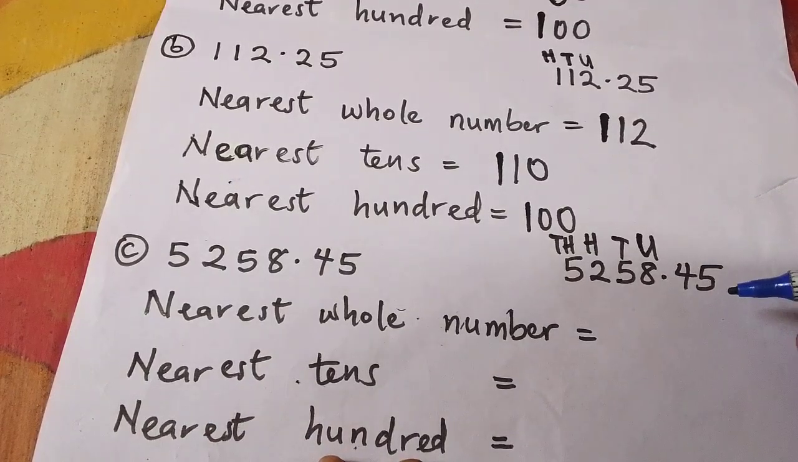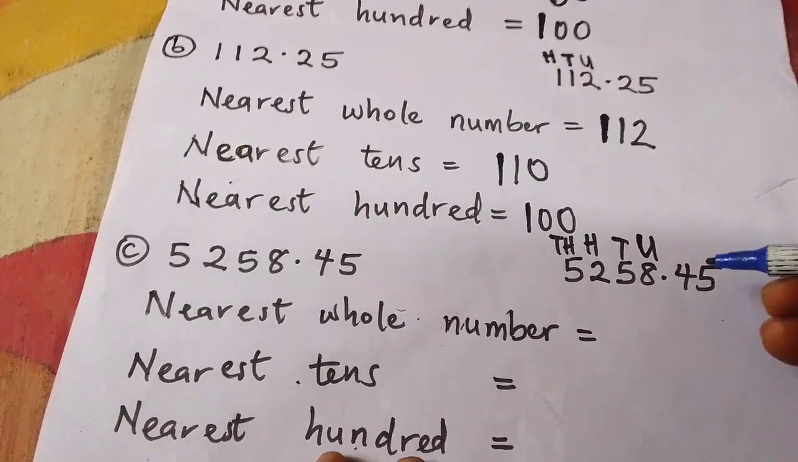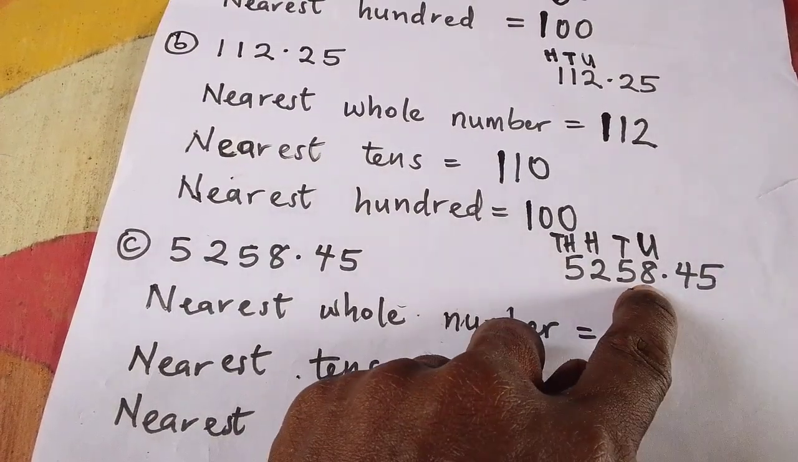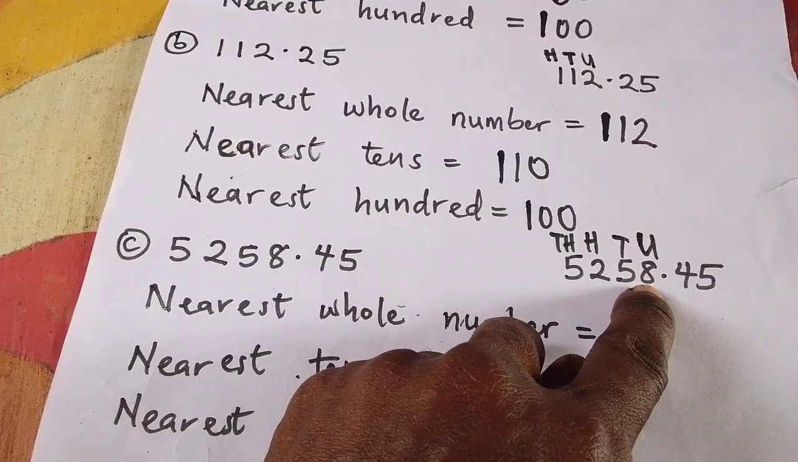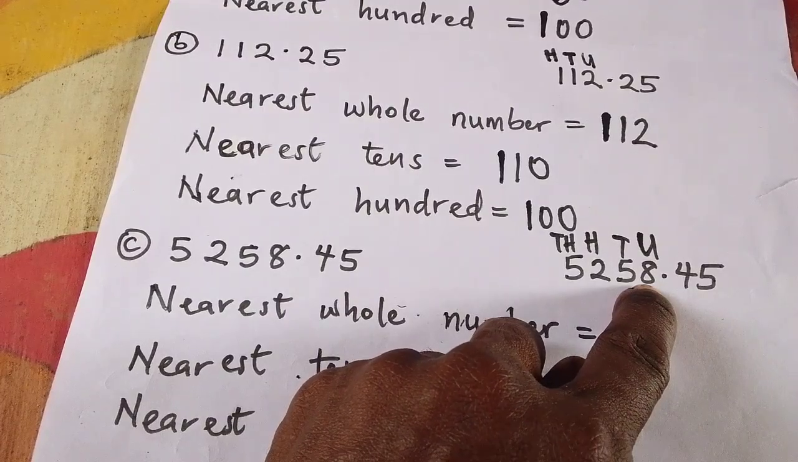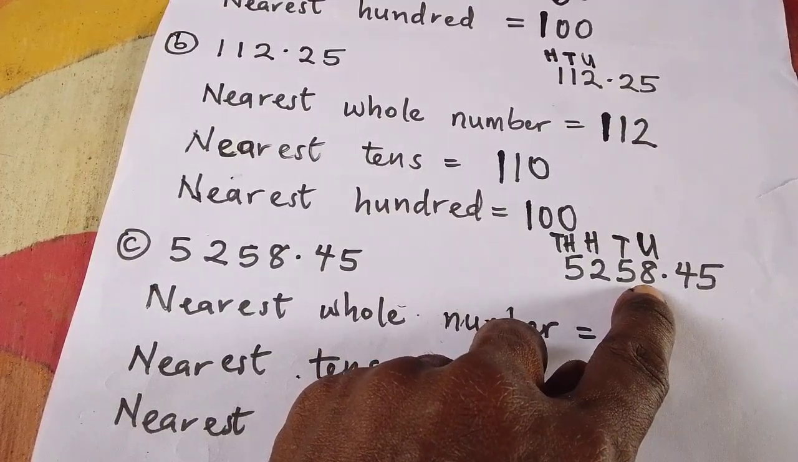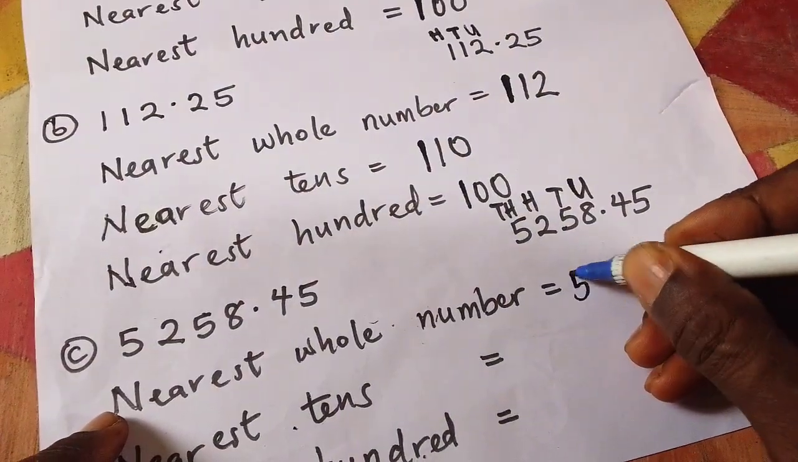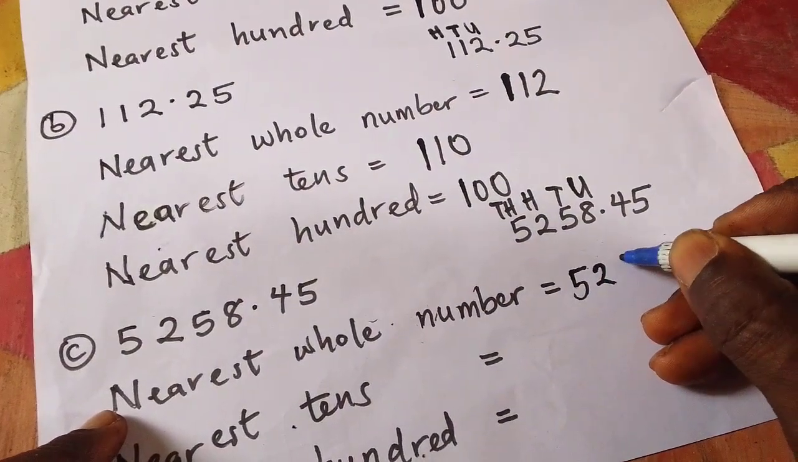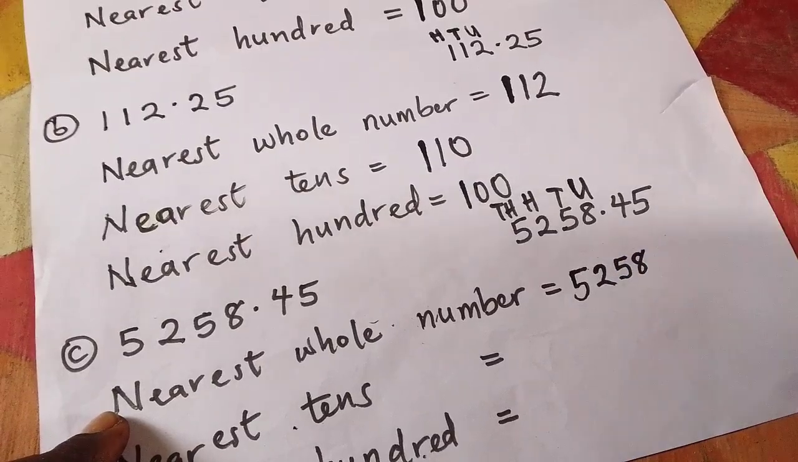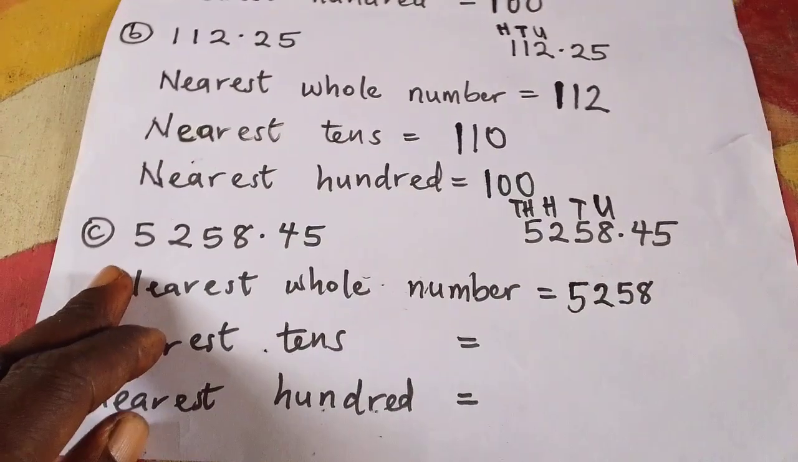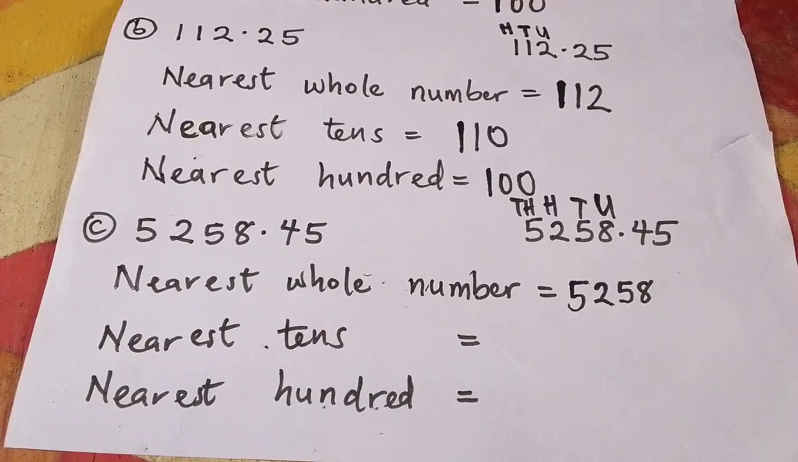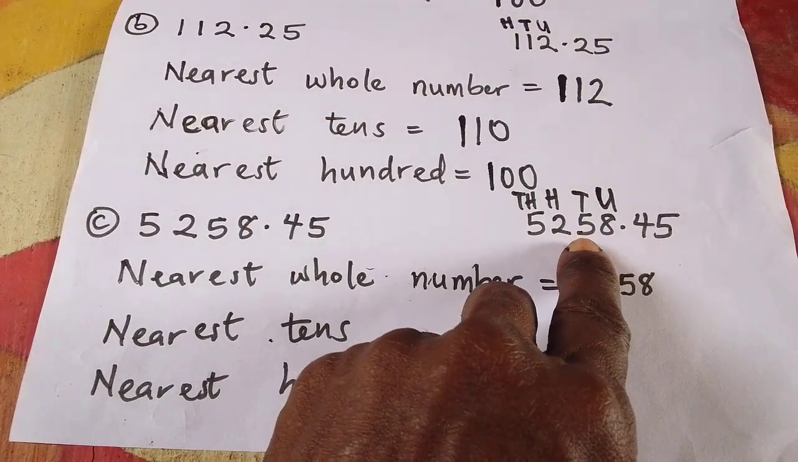If I'm to write this to the nearest whole number, it means that after this 8, the next number I'm having is 4. 4 is not up to 5. So since I'm having decimal, I'm going to cut it off. So that means to the nearest whole number, I'm having 5,258.